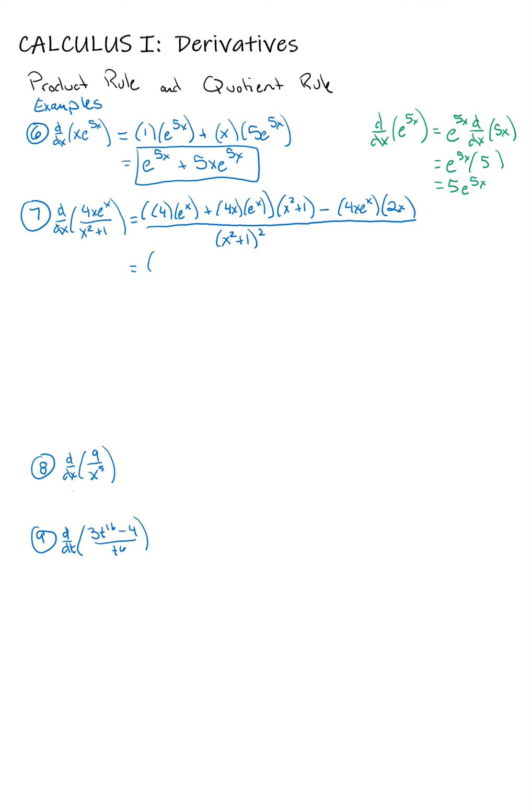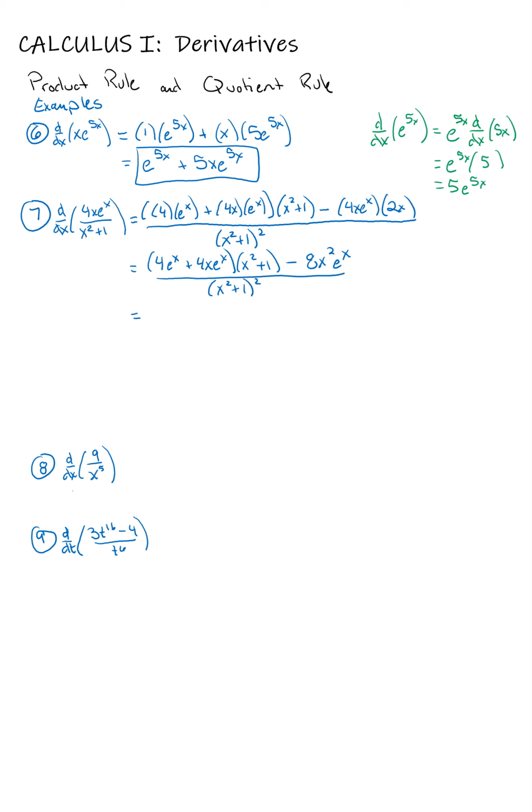In the numerator, we have 4e to the x plus 4x e to the x times x squared plus 1, minus, that ends up being 8x squared e to the x. This is still over x squared plus 1 squared. Again, I'm not actually going to multiply that out because at the end I may need to reduce and I want to leave it in that factored form.